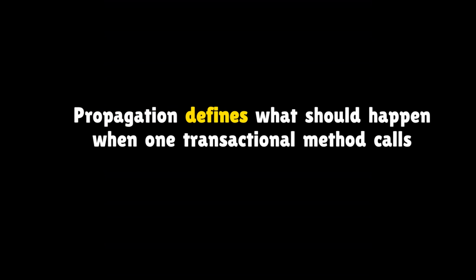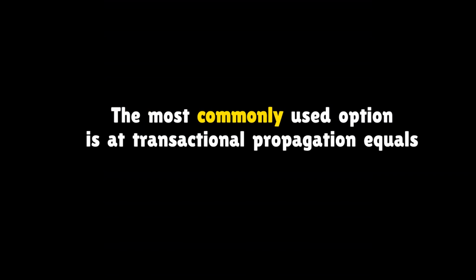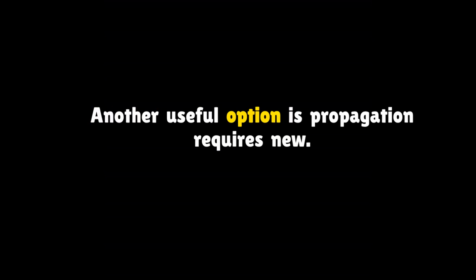Now let's talk about transaction propagation. Propagation defines what should happen when one transactional method calls another transactional method. The most commonly used option is @Transactional(propagation = Propagation.REQUIRED). Required means join the existing transaction if one already exists. Otherwise, create a new transaction. Another useful option is Propagation.REQUIRES_NEW. This always creates a completely new transaction.